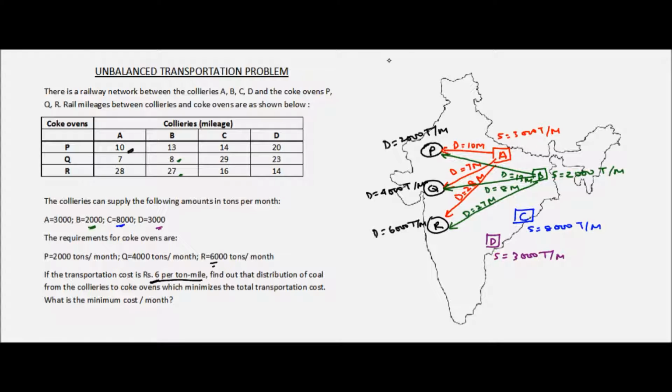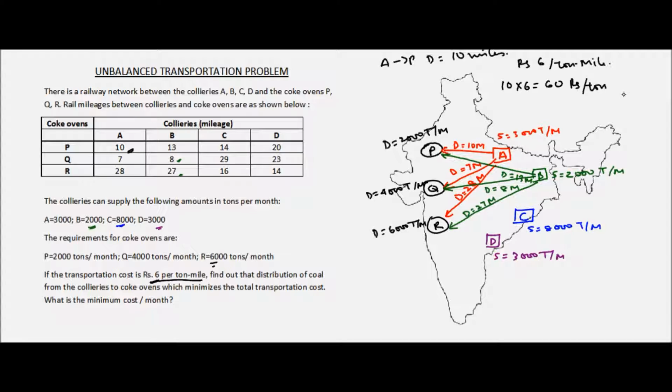So let's say from A to P, the distance is 10 miles and the cost is rupees 6 per ton mile. So when we multiply this, the cost of moving the material from A to P will become 10 multiplied by 6 is equal to 60 rupees per ton.